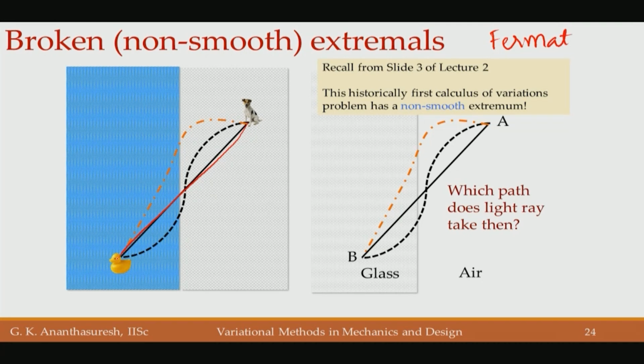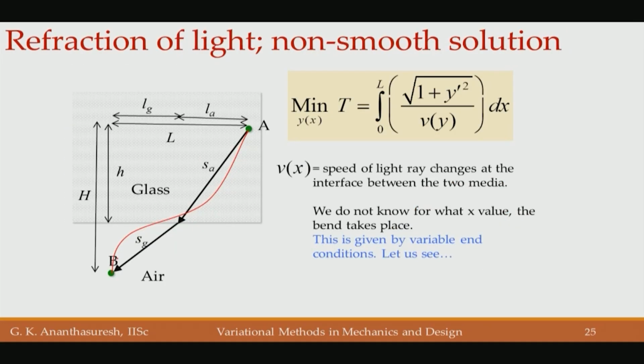So, what it would do is to take a path that is broken like this. Again, if you look at refraction, sort of a dog running on the swimming pool floor and swimming in the swimming pool, we say light rays when they are in glass versus air, their speeds are different. So, it would go like this and bend over to the other point, right. So, this is our broken point or corner. So, we can apply this corner condition.